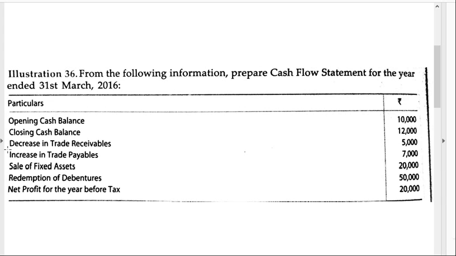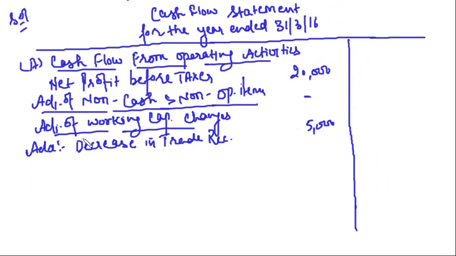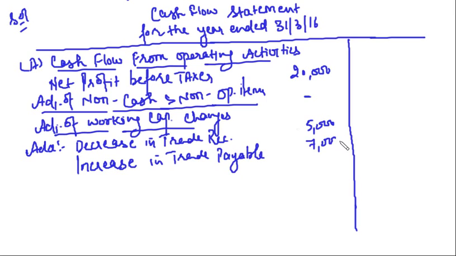This is our current liability, and the thumb rule says current liabilities move in the same direction. If there is an increase in the current liability, we will add this back. Here it is increase in trade payables of 7,000. So that means we will add back increase in trade payable. How much is it? 7,000.